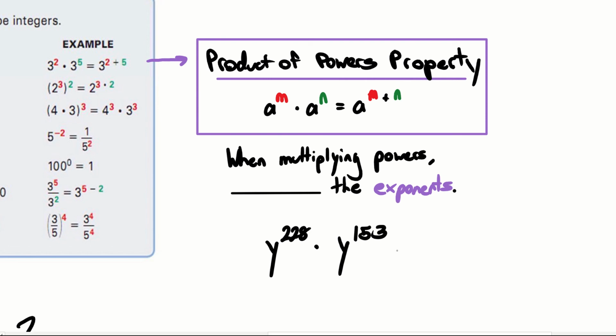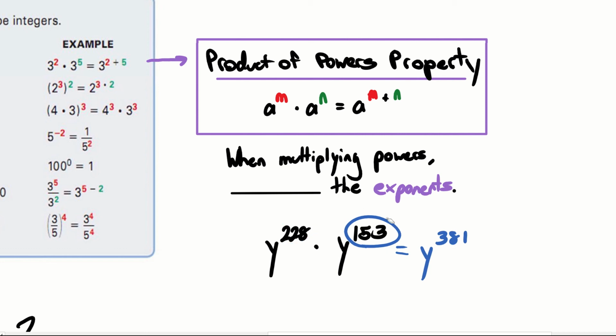Basically, if you wanted to simplify, say, y to the 228 times y to the 153rd, nobody in their right mind would want to write out 228 y's and then another 153 y's. At least I hope you don't want to do that. And then count out 1, 2, 3, 4, 5, count out all the y's to know a grand total. No, all you have to do is take 228, the exponent, 153, and add them together, and your base stays as y, and your exponent would be 381.